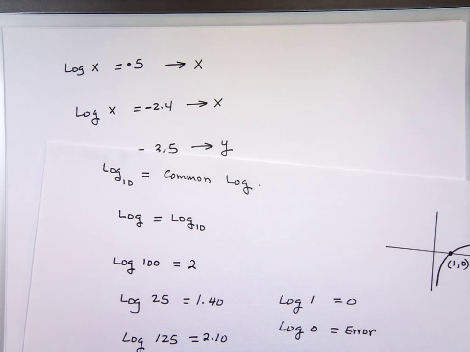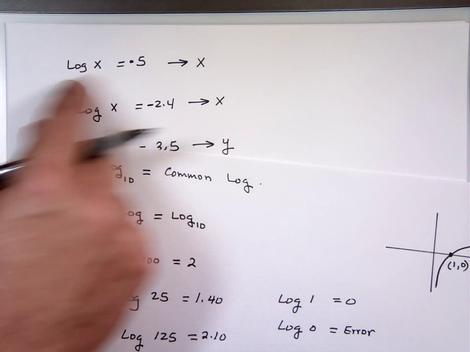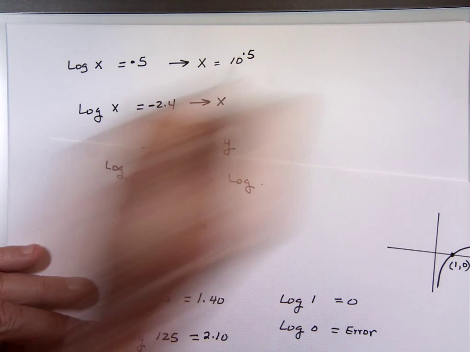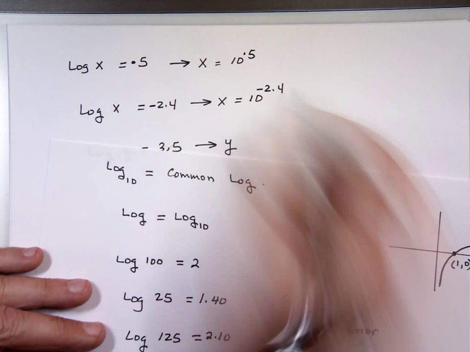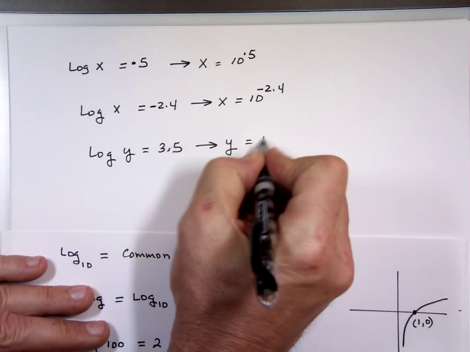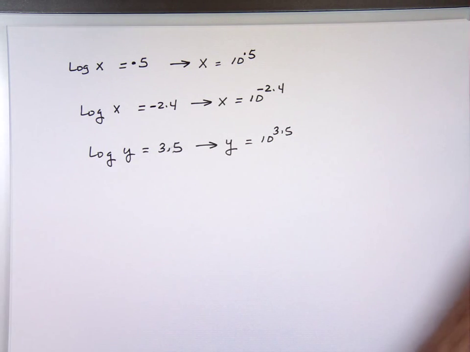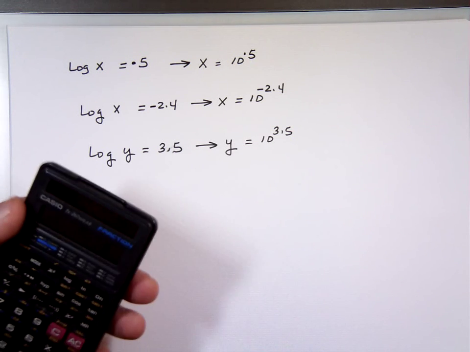Look directly over the log. What is that button directly over the log? It says 10^x. 10 to the x. That's the key you have to use when you're trying to find what that number is. 10 to the power of 0.5. That's 10 to the power of negative 2.4. That's 10 to the power of 3.5. So that's how we know when to use the log, when to use 10 to the x.